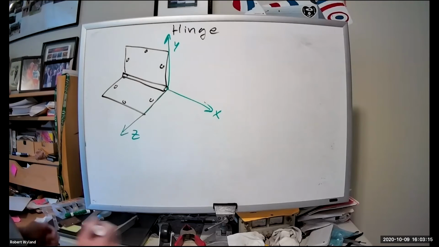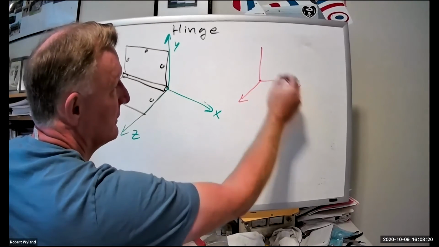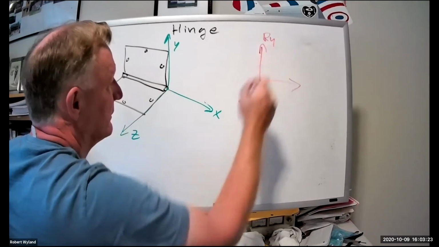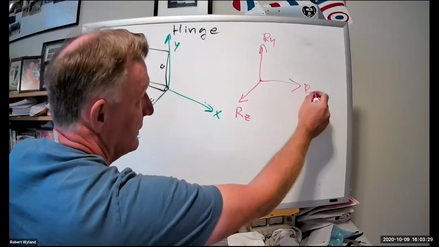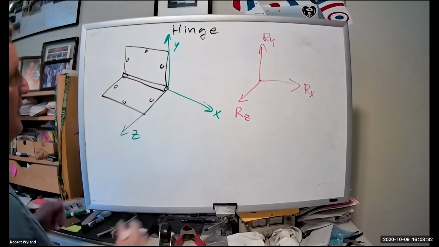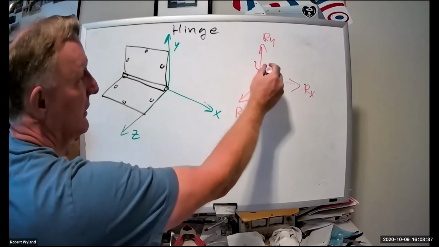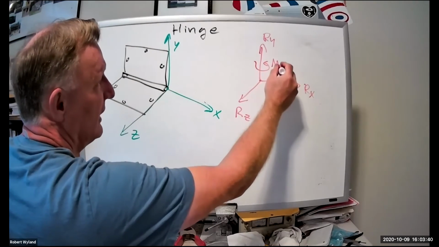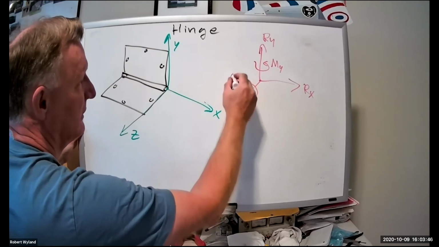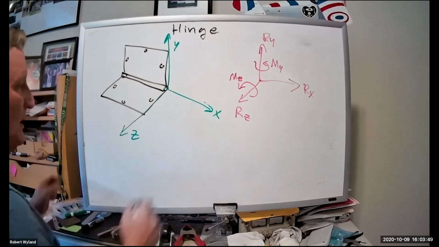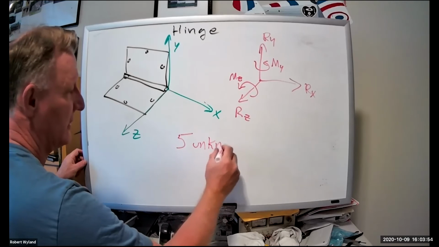So what do our reactions look like? And we said that we had a moment about Y. And so again, up. And so we're going to be going that way. And Y. And come this way. And Z. So we have 5 unknowns or 5 reactions.